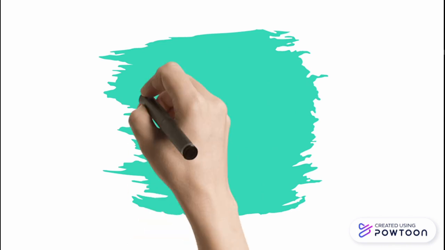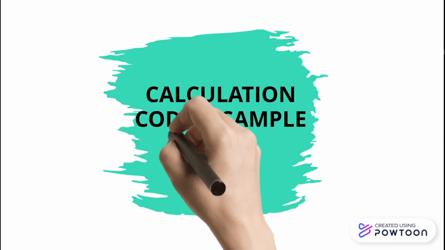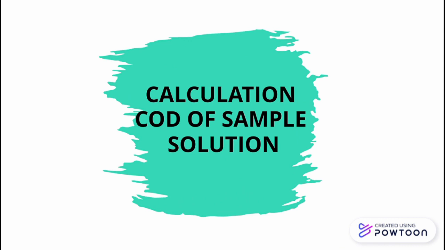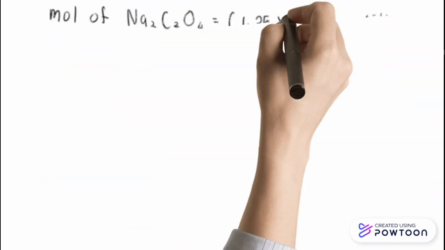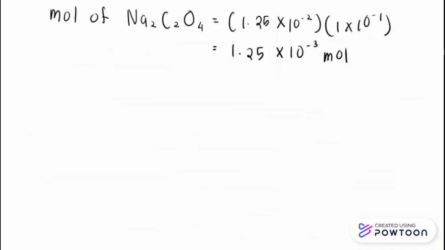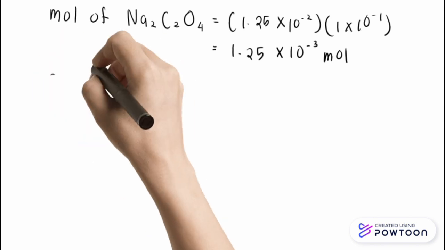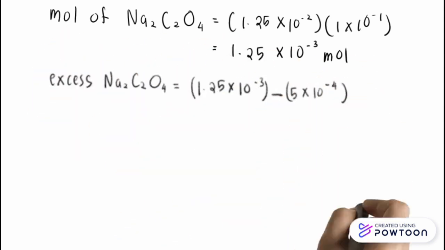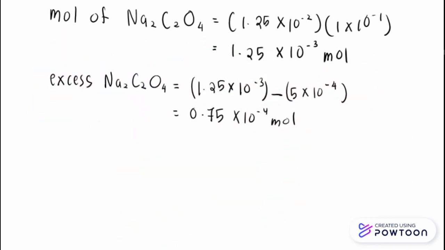We move on to the next question, calculation of COD of the sample solution. First, we need to calculate the mol of Na2C2O4. The answer is 1.25 times 10 to the power of -3 mol. Then the excess of Na2C2O4 is 0.75 times 10 to the power of -4.